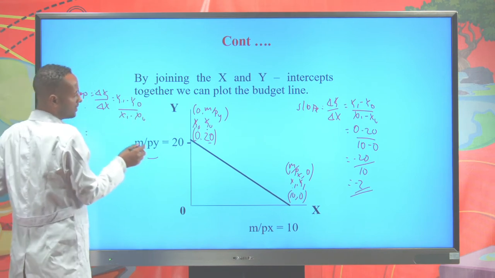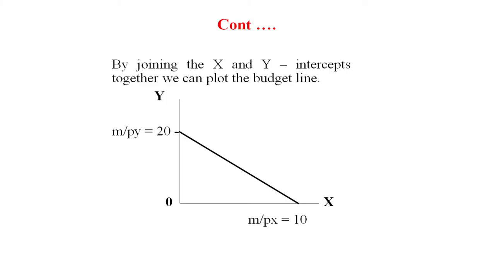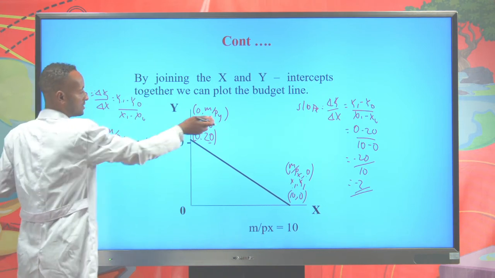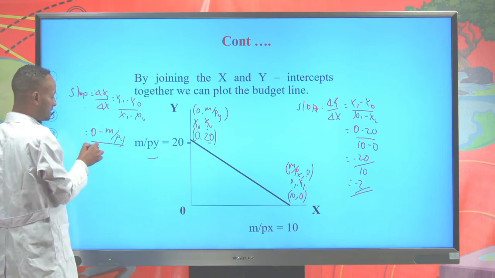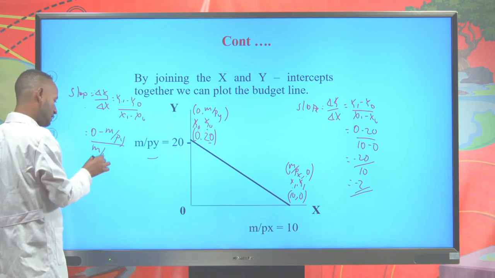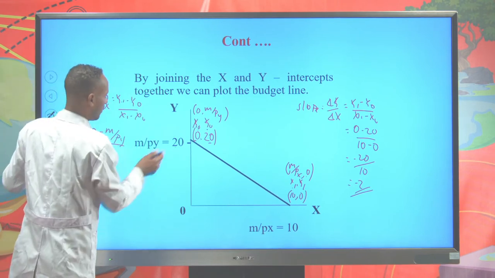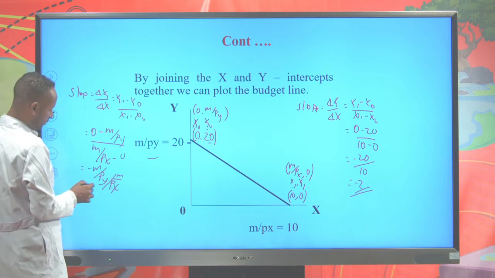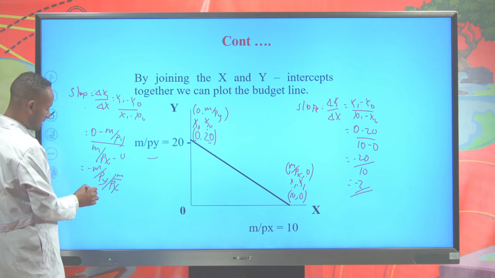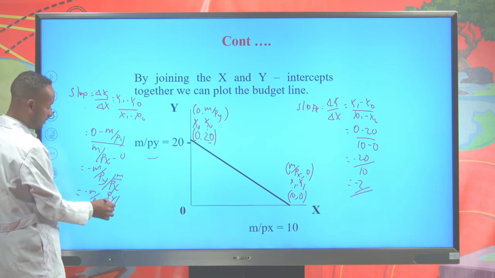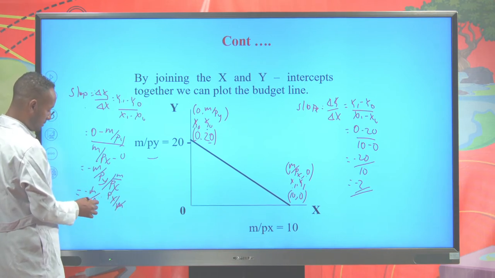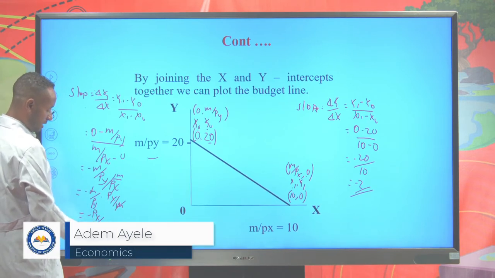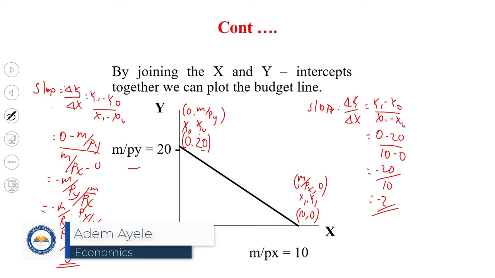So from this information, the value of y final is 0 and the value of y initial is m over price of y. This is y initial. And the value of x final is m over price of x minus x initial, which is 0. Then this will give you minus m over price of y divided by m over price of x. We can multiply by the reciprocal. This is minus m over price of y multiplied by price of x divided by m. When we cancel m for m, we are left with minus price of x divided by the price of commodity y. This tells us the slope of the budget line is the ratio of the prices of the two goods.